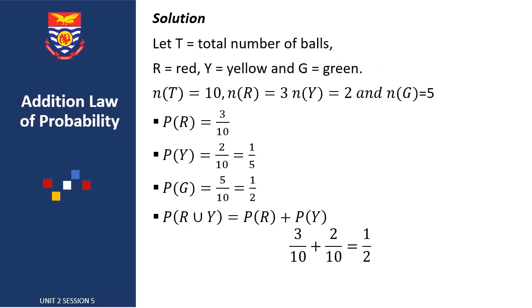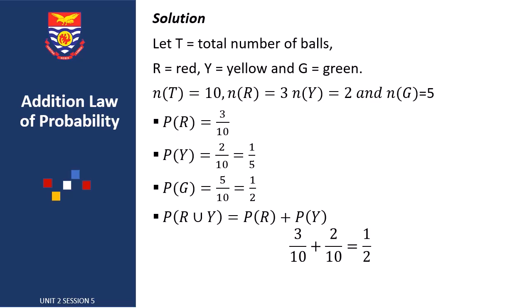So let's move on with the solution. Let T denote the total number of balls, R denote the event that the ball is a red ball, Y denote the event of a yellow ball, and G denote the event of a green ball. Then the total number T is 10, the number of red is 3, the number of yellow is 2, and the number of green is 5.